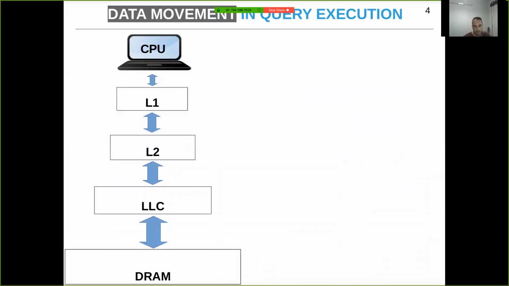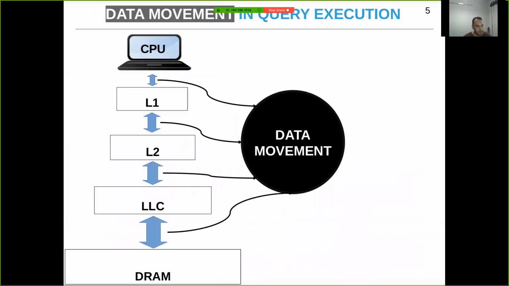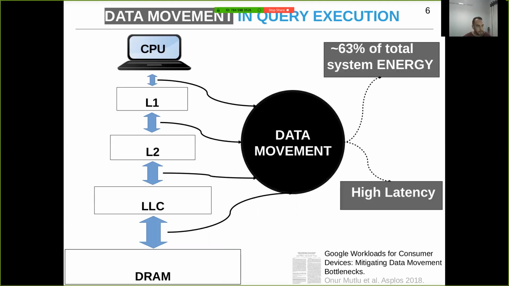And you can define data movement as a black hole that consumes a lot of resources in database systems, especially for query execution. For example, our recent work on Google workloads has demonstrated that around 63% of total system energy on average is expended on data movement. And there are some cases where other applications waste more than 80% of energy on transferring data, which also leads applications to have a high latency.